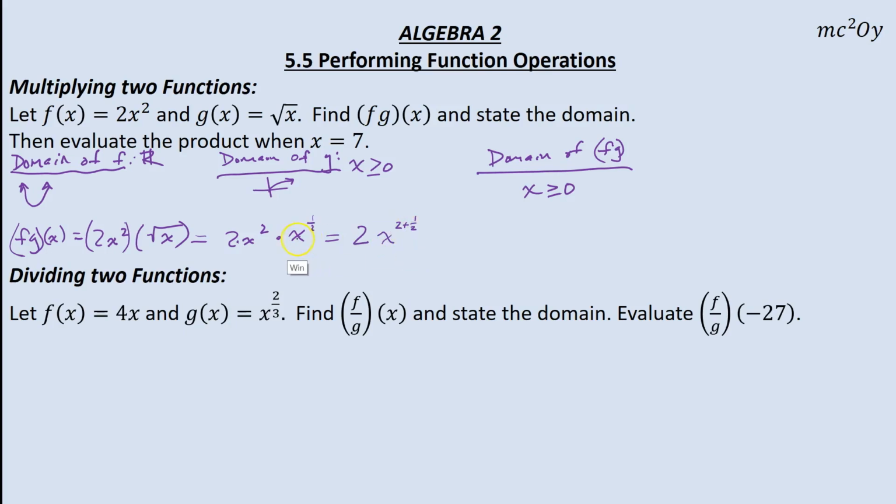You have the same base of x, so you add the exponents. Well, 2 is the same thing as 4 halves, and 4 halves plus 1/2 is 5 halves. So that's 2 times x to the 5 halves power. That is what f times g of x is. And that's a square root function raised to the 5th power. So our domain has to be greater than or equal to 0, because in the long run this function is a square root function of a very big number.